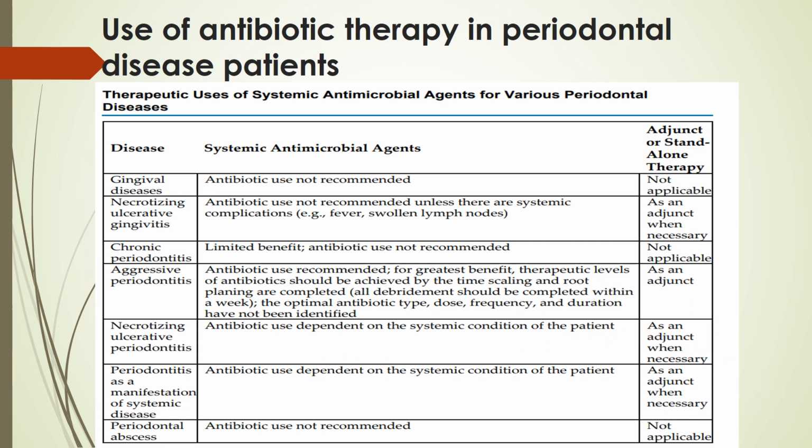Periodontitis as a manifestation of systemic disease can occur as multiple periodontal abscesses. Here too, antibiotic use is mainly dependent upon the systemic condition of the patient, as an adjunct when necessary. And for the periodontal abscess, antibiotic use is actually not recommended now. It's not applicable. So these are the therapeutic uses of antibiotics or systemic antibacterial agents for various periodontal diseases.